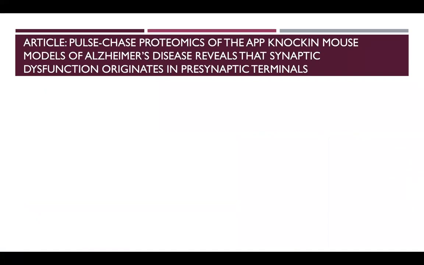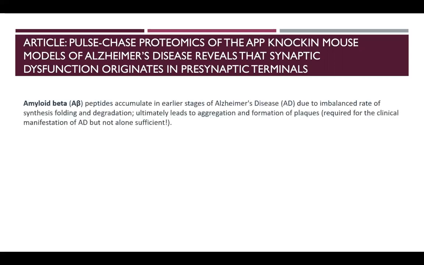For our article of interest, we chose the pulse chase method being used in an experiment with Alzheimer's. So amyloid beta peptides are indicative of early stage Alzheimer's. It's due to presumably an imbalanced rate of synthesis, folding, and degradation. It ultimately leads to the formation of plaques, which are required for Alzheimer's, but not alone sufficient for enough formation of plaque to cause the later symptoms.